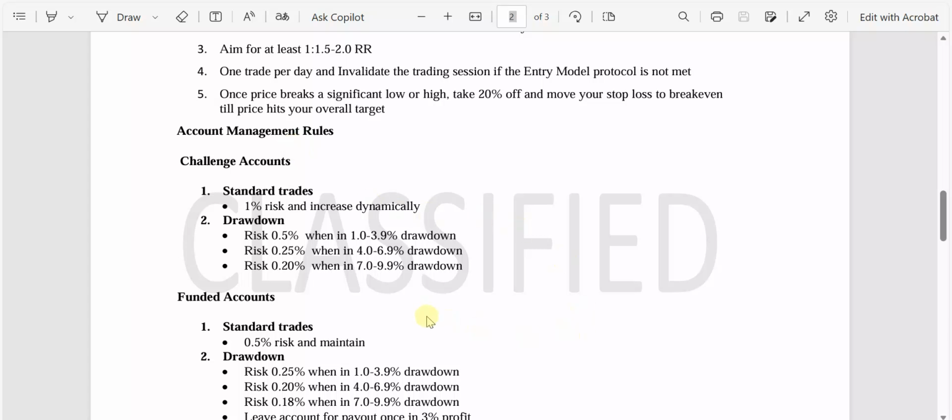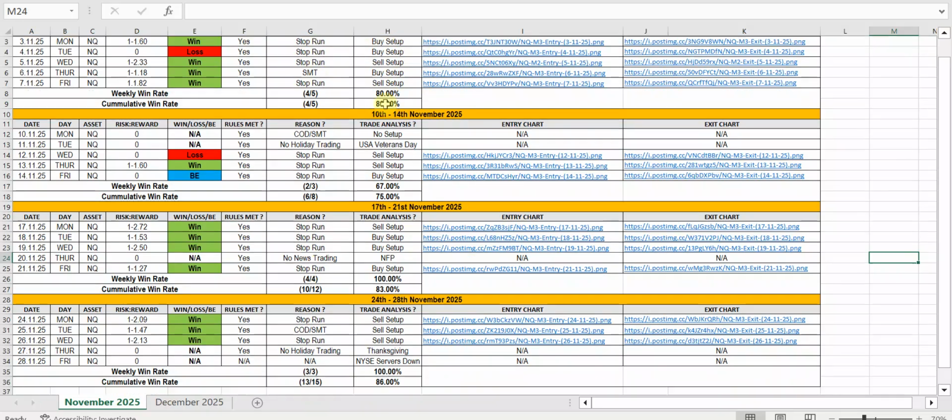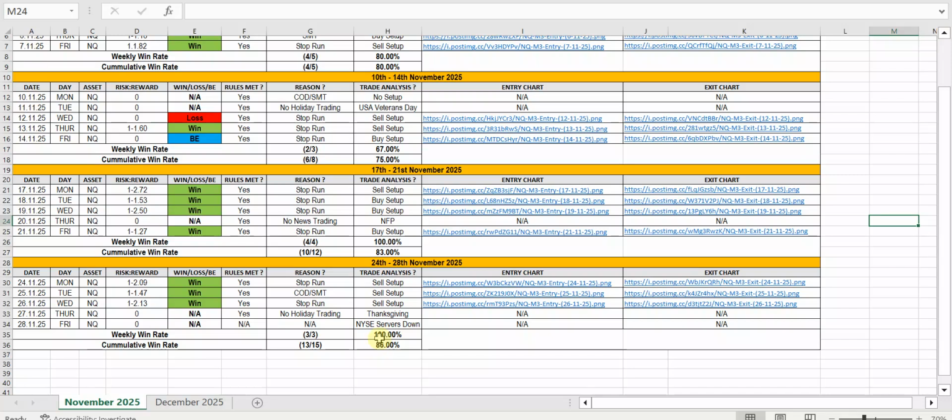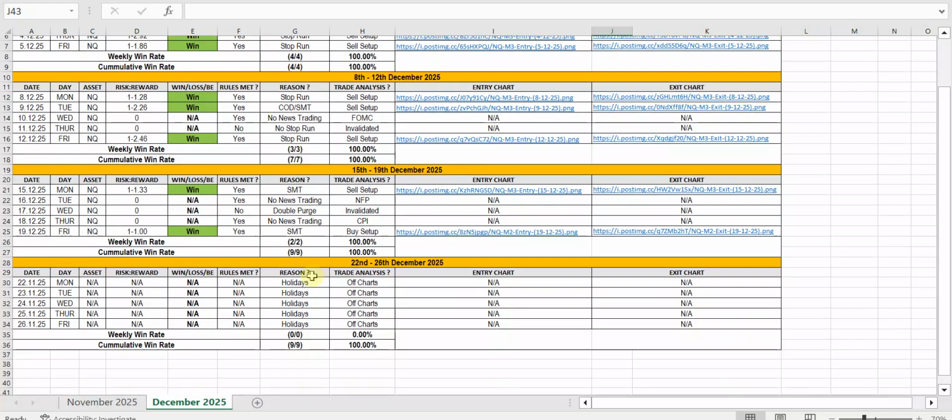So I'm going to now, so there's some data I have gathered. For this video, I'm just going to show for November and December 2025. So you can see the win rate of this model between November to December. You can see in November, it had an 86% win rate, and December it had a 100% win rate.